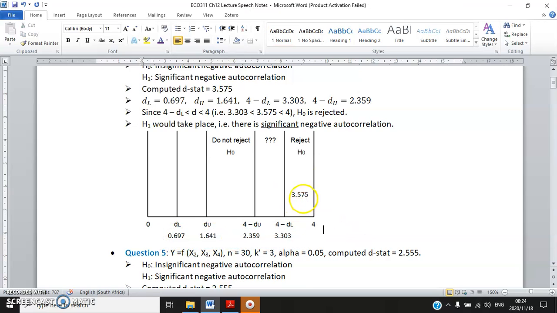And then my computed d statistic lies in the rejection region because it is smaller than 4 but greater than 4 minus dL. Therefore, null hypothesis is rejected. And then bad news, it means the alternative hypothesis will take place. That is, there is significant negative autocorrelation.